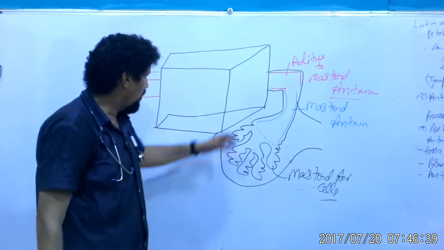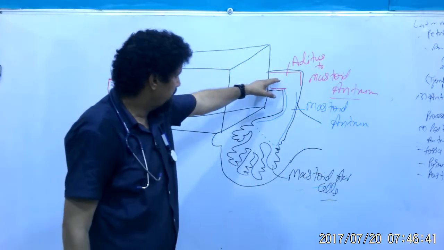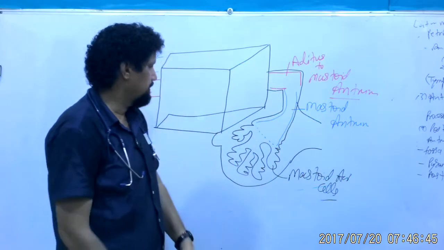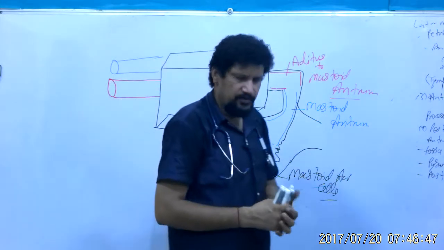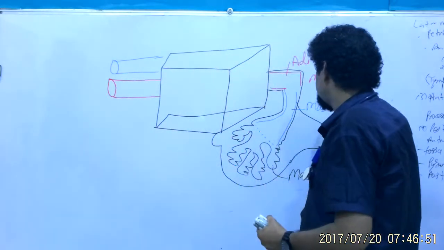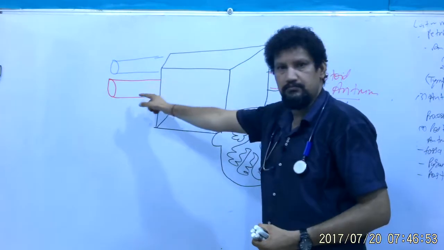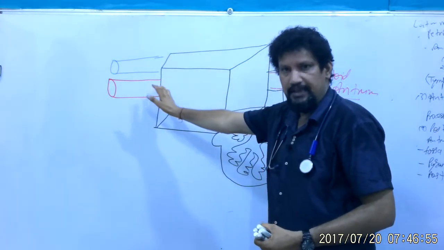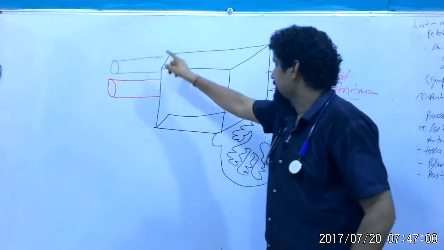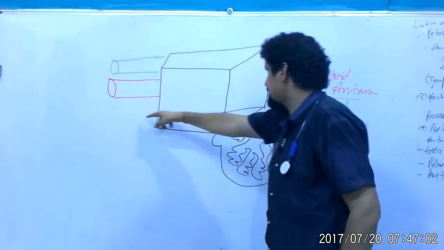The posterior wall is related to the aditus and the mastoid antrum and air cells. These all are forming a structure like a pistil. I will explain how these are forming the pistil-like structure.